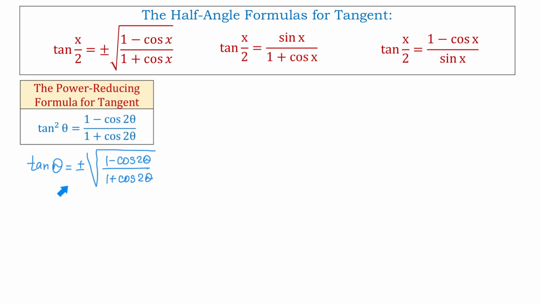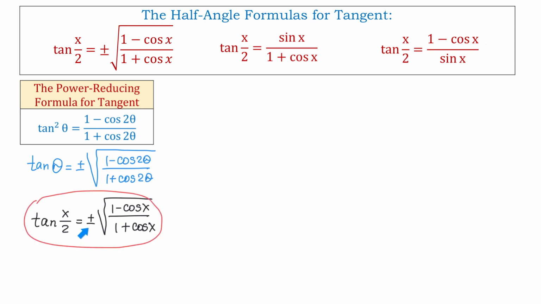And now let's replace each theta with x over 2. Then we will have tangent of x over 2 equals plus or minus square root of 1 minus cosine of x over 1 plus cosine of x. And this is the half-angle formula that we have above. And again, depending on the quadrant in which x over 2 lies, this expression will take either a positive or a negative sign in front, but not both signs. Now, what about the other two formulas?